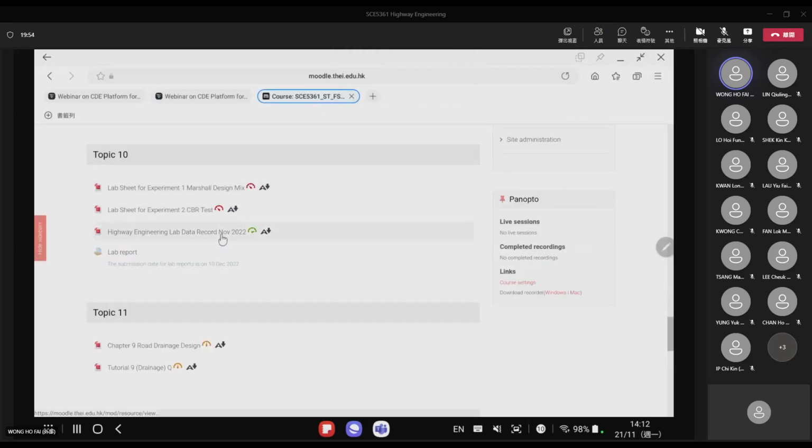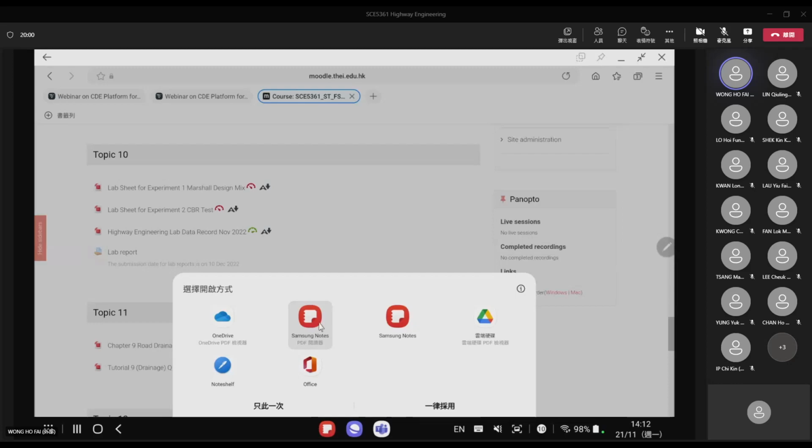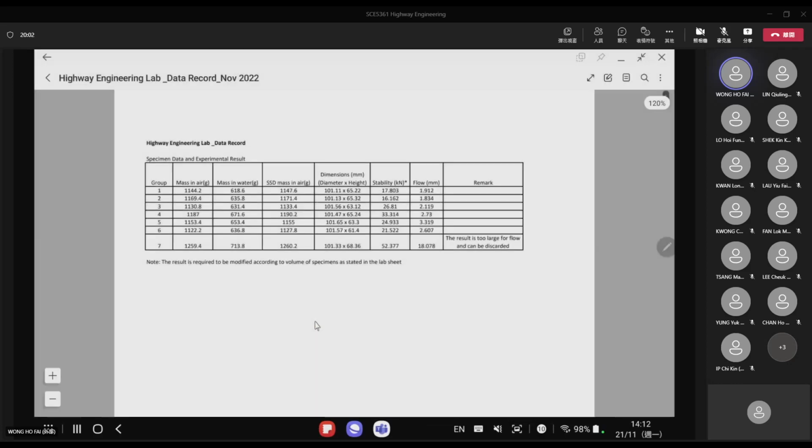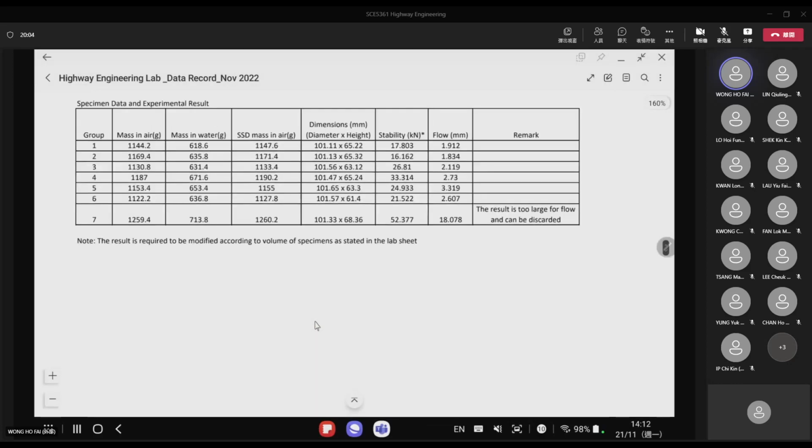And then for lab 1, it's about the Marshall design. I have already put the result here. It is the mass in the air, the mass in the water, and then the SSD in air. I've already put all the results on Moodle, so you should be able to finish your lab report based on this data, okay?